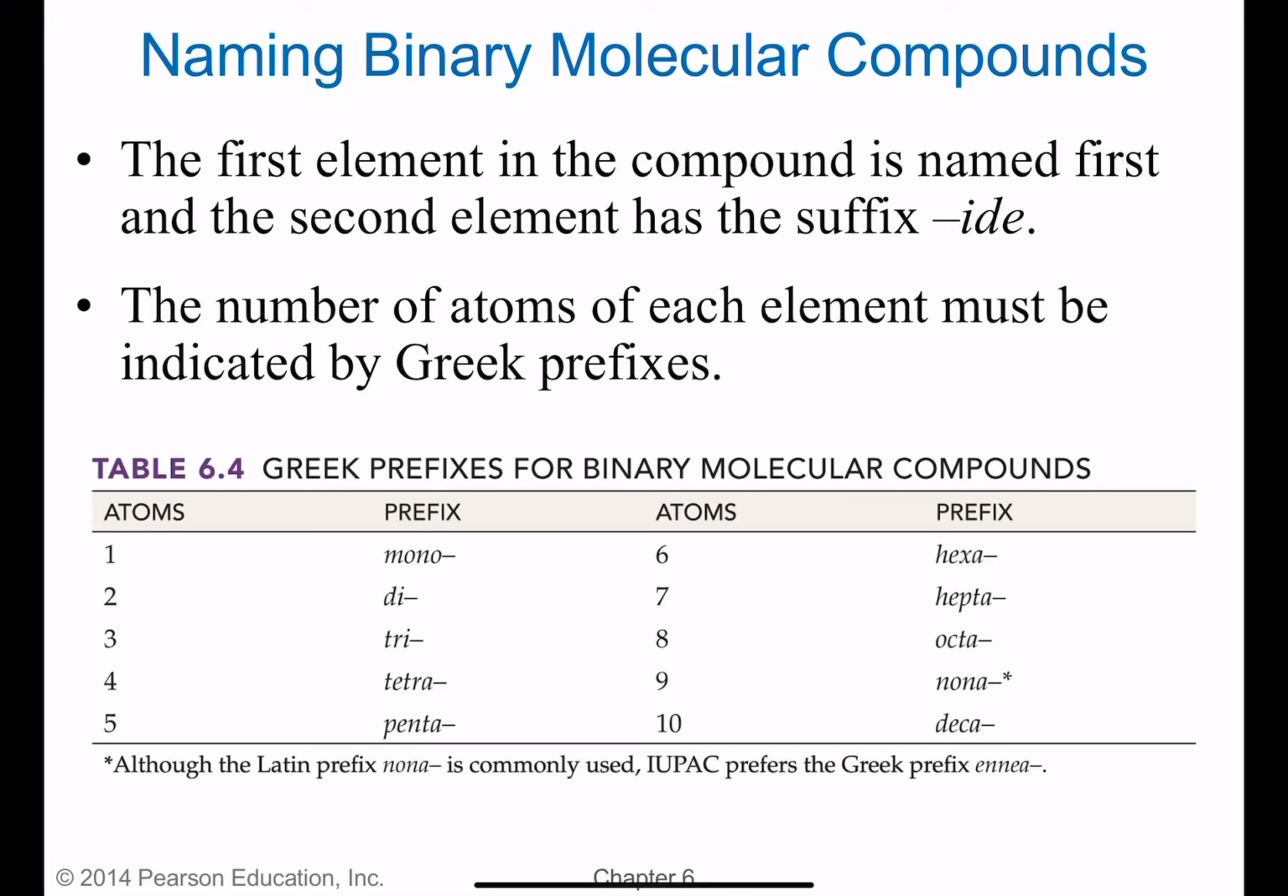Now, in terms of how we actually name them, the first element in the compound is named first and the second one is named second, and the first element in the compound is going to keep its name. So we're not going to do any sort of name change for the first one. So for example, CO2, everyone knows that's carbon dioxide. So the C for carbon, and then the name carbon dioxide, we didn't do anything to the word carbon. We didn't change carbon to carbide or anything like that because it's first.